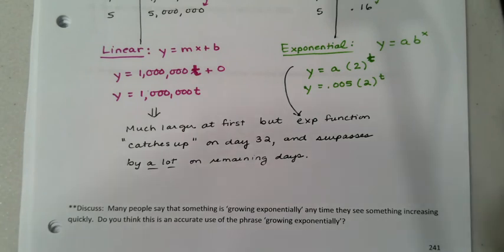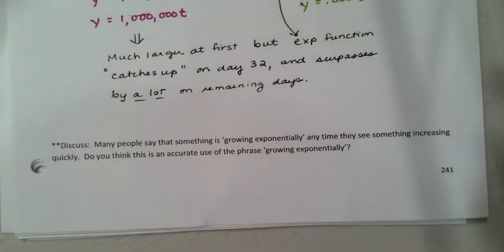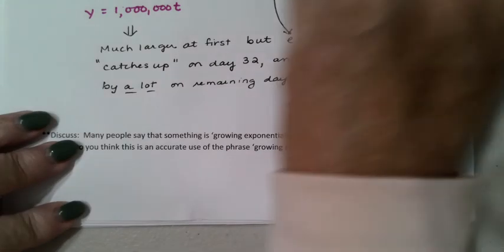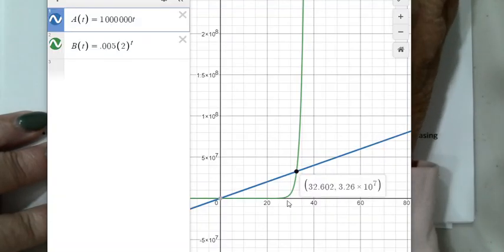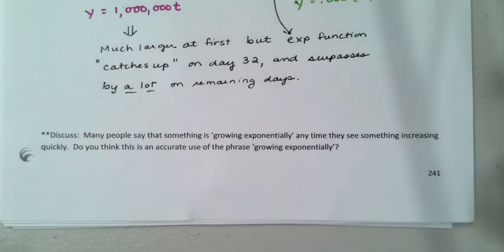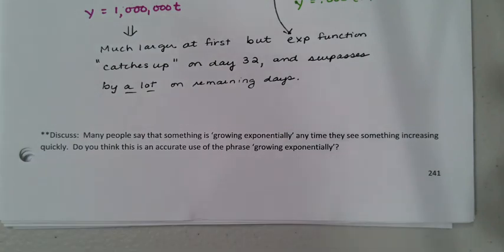All right, last thing. Many people say that something grows exponentially anytime they see something increasing quickly. And when you think about our picture, you can kind of sympathize with that, right? See how fast that exponential function goes up. However, do you think that that is an accurate use of the phrase growing exponentially? Just growing fast isn't enough, right?